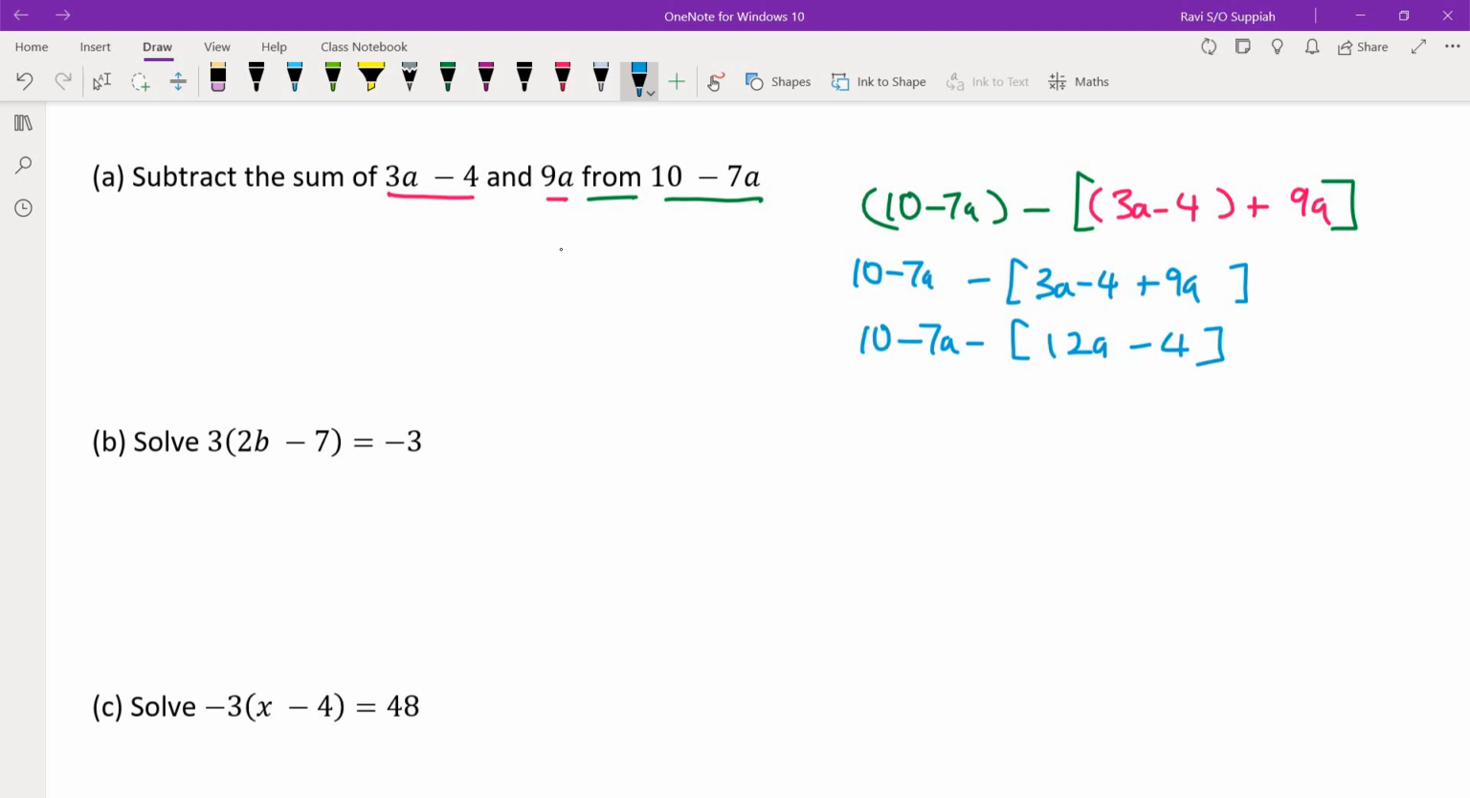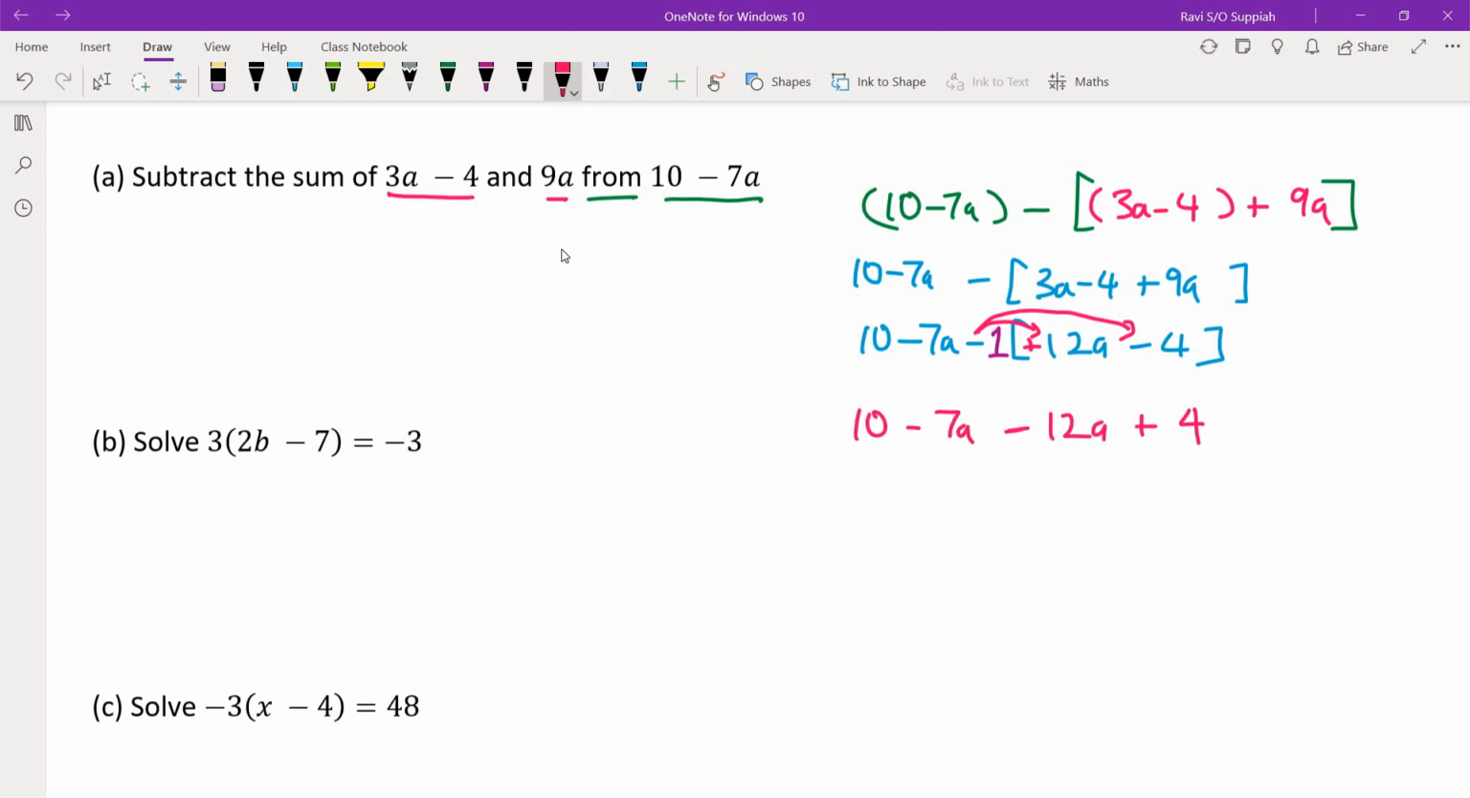Now this is again very important: whenever you have a negative sign in front of a bracket that you need to expand, this is actually a negative 1. If you remember the expansion rules, negative into positive will give me a negative, 1 times 12 is 12a, and negative into negative will give me a positive, 1 times 4 is 4. Then I can write the rest, 10 minus 7a.